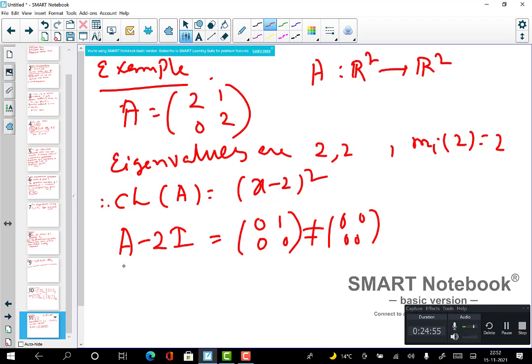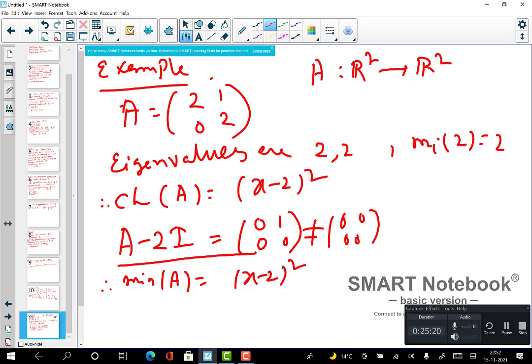Okay, and this says that x minus 2 is not the minimal polynomial, right? Because it does not vanish. So then what are the options? Because the minimal polynomial divides the characteristic polynomial, and x minus 2 is not the minimal polynomial, so x minus 2 whole square will be the minimal polynomial, right? Now x minus 2 whole square is the minimal polynomial.